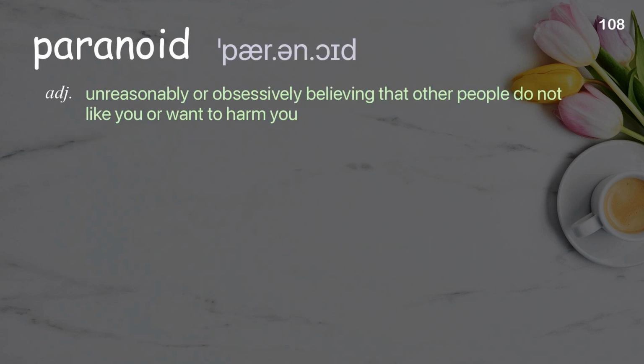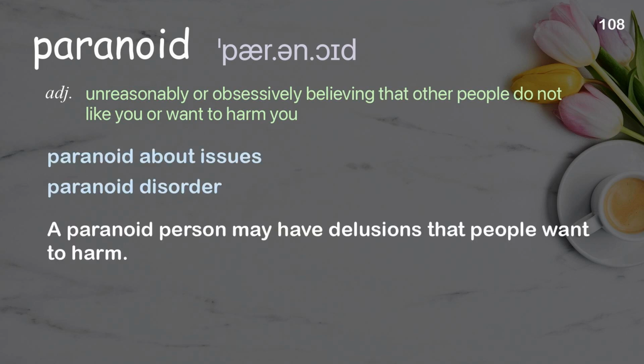Paranoid. Unreasonably or obsessively believing that other people do not like you or want to harm you. Examples: paranoid about issues, paranoid disorder. A paranoid person may have delusions that people want to harm.